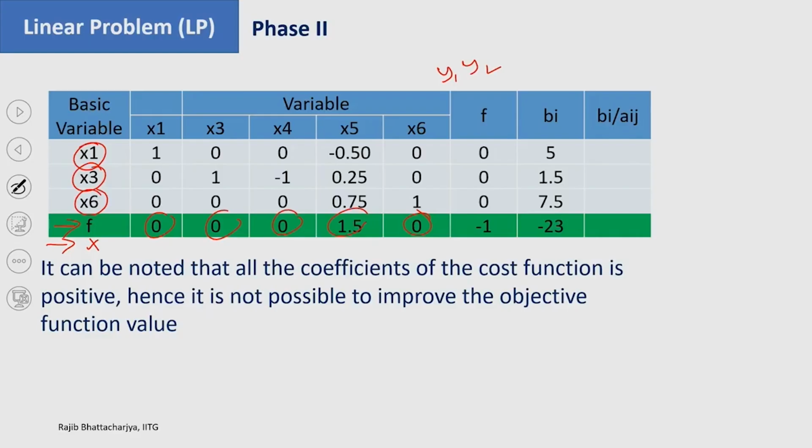So, what I have written here, it can be noted that all the coefficients of the cost function, that is the objective function, are positive. Hence, it is not possible to improve the objective function value. So, you will not get any improvement because all of them are positive.